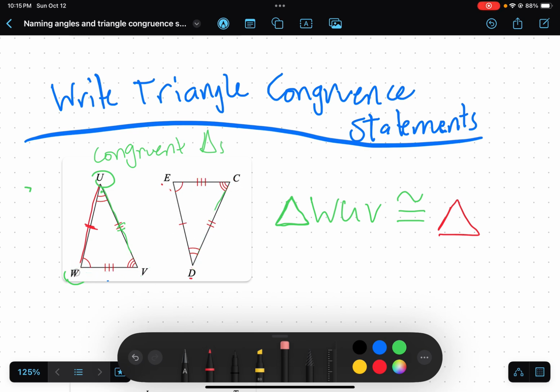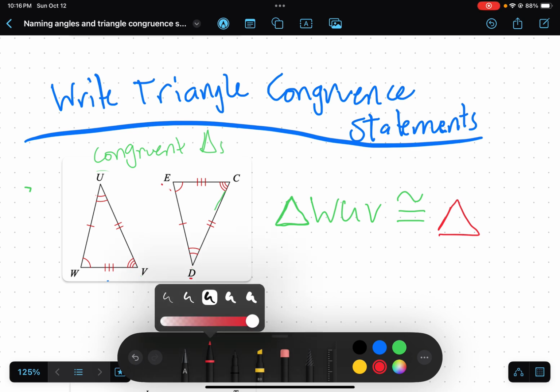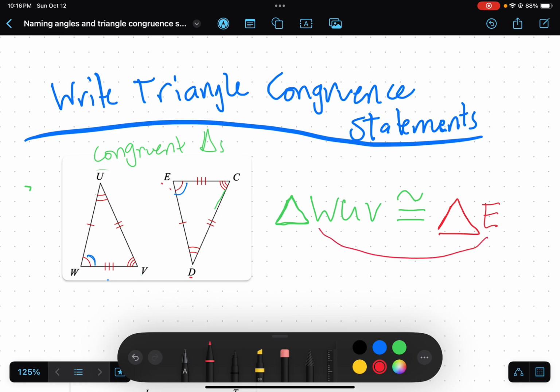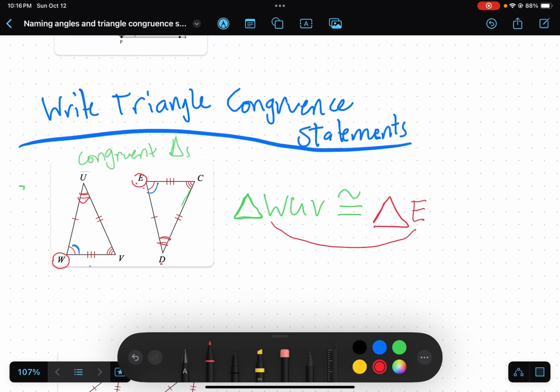Let's go through looking at it by the angles because those are also congruent. I'm going to notice I started with W right here, and that matches up to E right here. So that has to go first in my congruent statement because these 2 angles matched, these 2 points matched up to each other. And then I can see U and D matched up to each other. So I put U next, so I'll put D, and then that leaves me last but not least with C. So triangle WUV is congruent to triangle EDC.